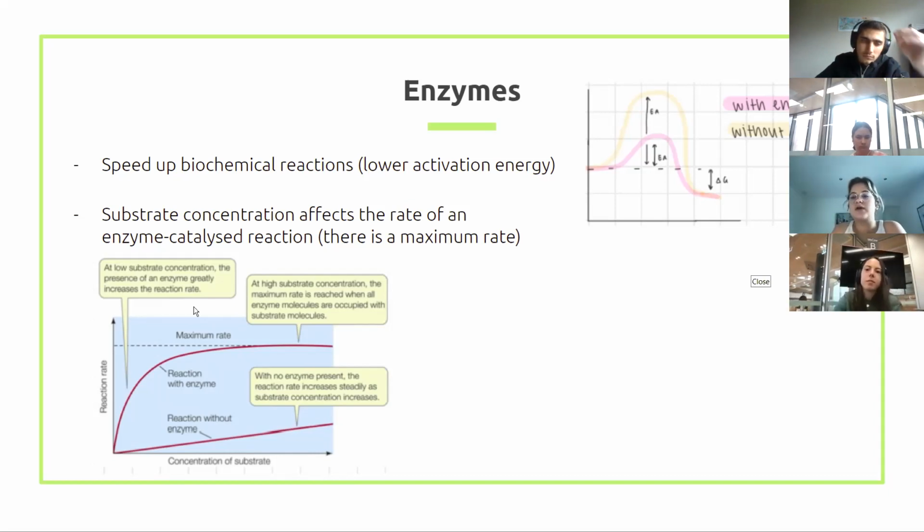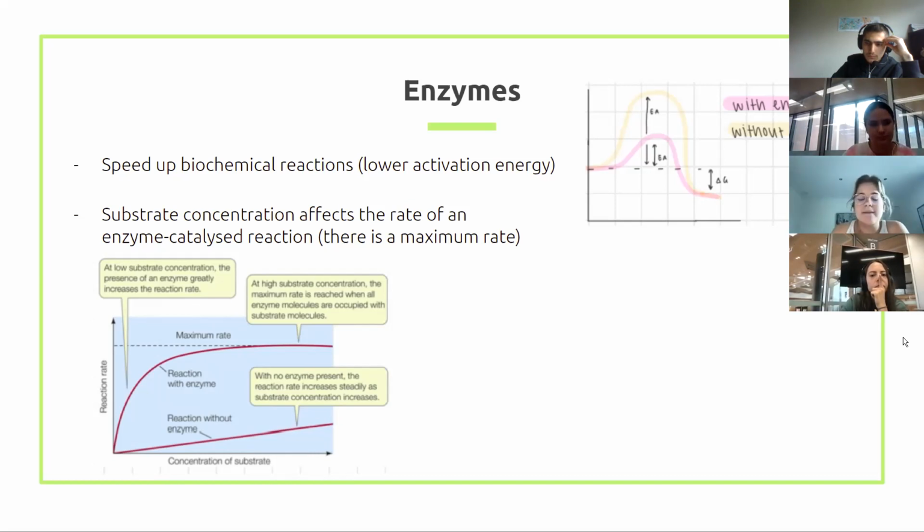For example, you could have an infinite amount of enzymes, but there's going to be a rate that it reaches and it cannot go above that, because all of the substrate will be filled. So they'll all be taken up and being used. It doesn't matter if you have even more enzymes because they won't be able to bind with the substrate.